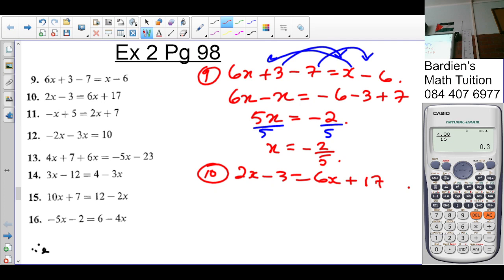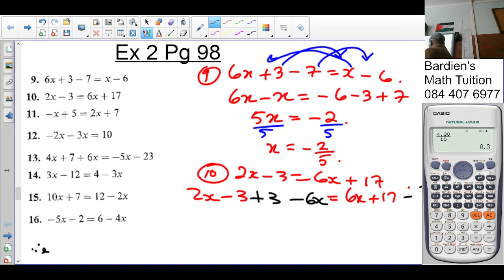Okay, so. Yes? So 2x minus 3 plus 3, negative 6x equals 6x plus 6 minus 6x. So it's minus 6x, yes? Plus 3. So that in the red was the sum. You want to eliminate the 3, add the 3 both sides, so that will cancel. You eliminate the 6x here, and subtract 6x.